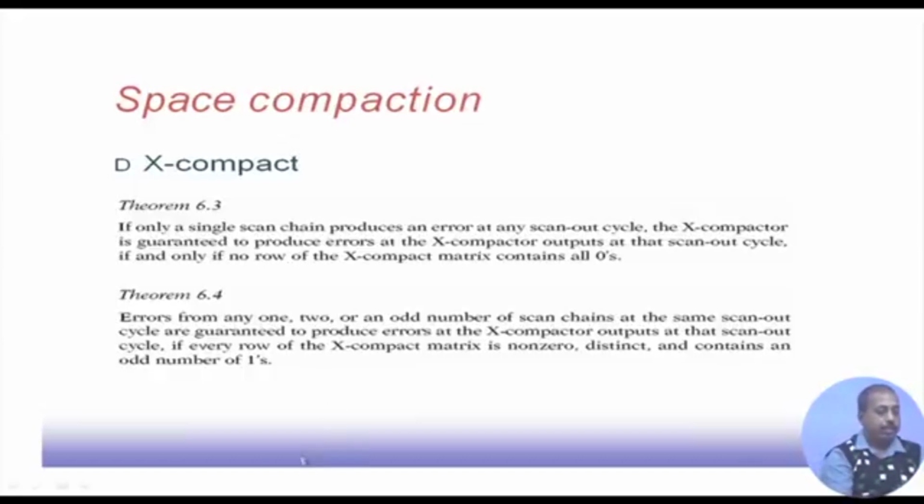Now, if there are multiple chains that produce error, errors from any 1, 2 or an odd number of scan chains at the same scan out cycle are guaranteed to produce errors at the X compactor outputs at that scan out cycle, if every row of the X compact matrix is non-zero, distinct and contains an odd number of ones. So, this is another constraint that is put on the construction of the X compact matrix, that the rows should be non-zero, the rows should be distinct, and each of them should contain an odd number of ones.